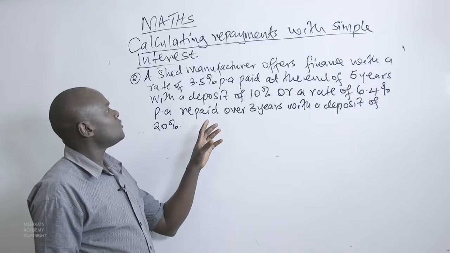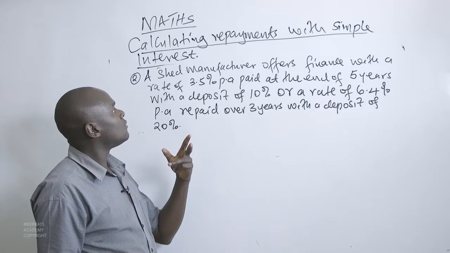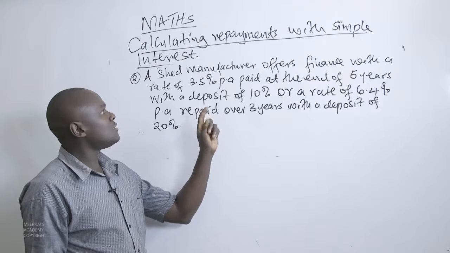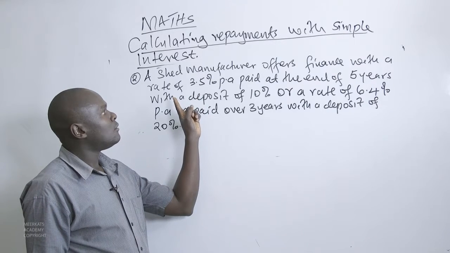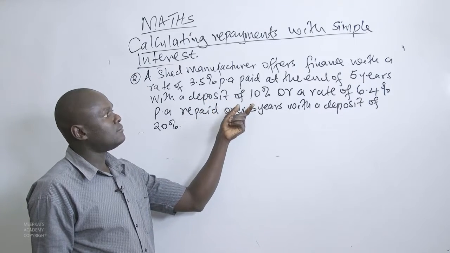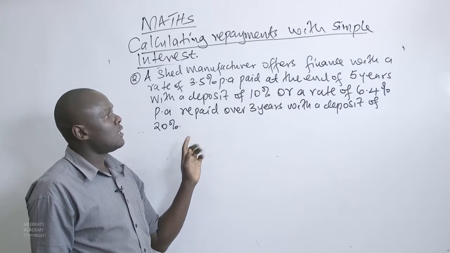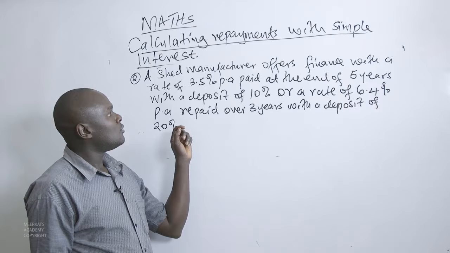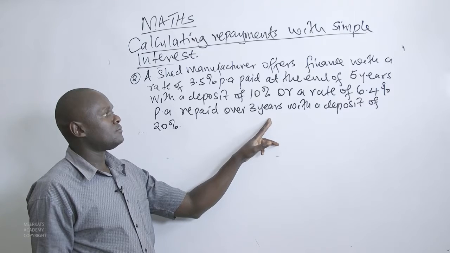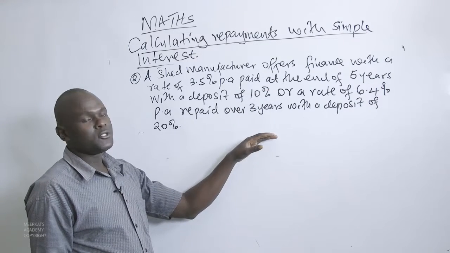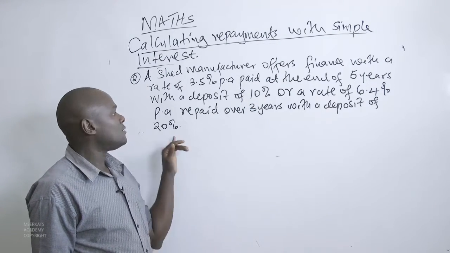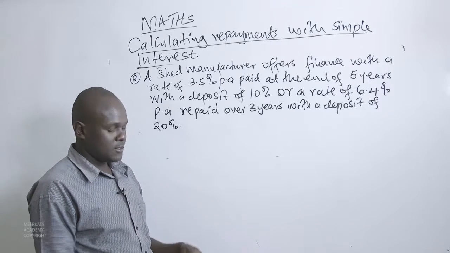So in this question, you will discover that we have two cases. This shed manufacturer offers finance in two cases. The first case is at a rate of 3.5% per annum, and the duration is 5 years. And the second case is at the rate of 6.4% and the duration is 3 years. The two cases have different deposits. In the first case we have a deposit of 10%, and in the second case we have a deposit of 20%.